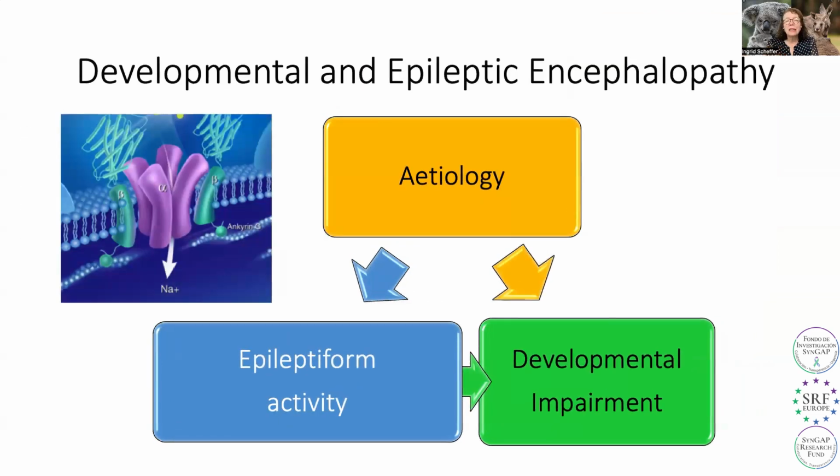And then we expanded this term to developmental and epileptic encephalopathy. The reason for this was that we realized many causes, and in particular, when we think of causes, you think of genes, cause developmental abnormalities or impairment in their own right. And as well as that, they cause this epileptic encephalopathy, which actually further affects development.